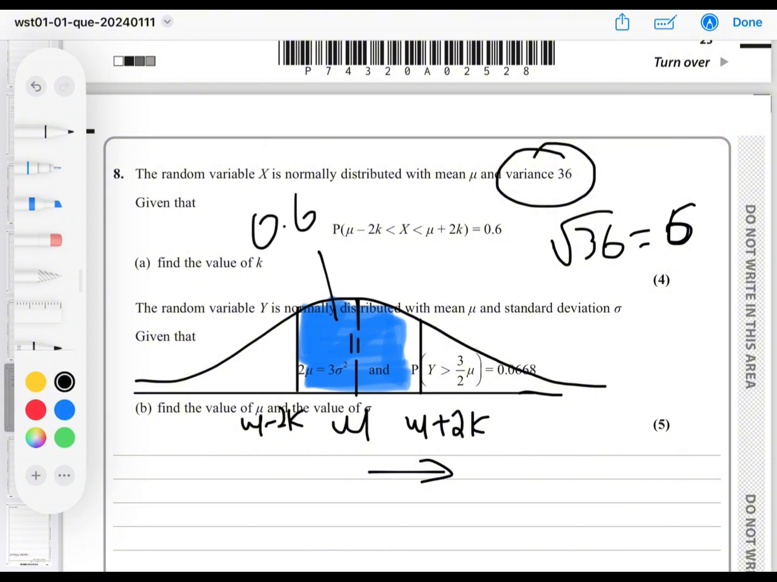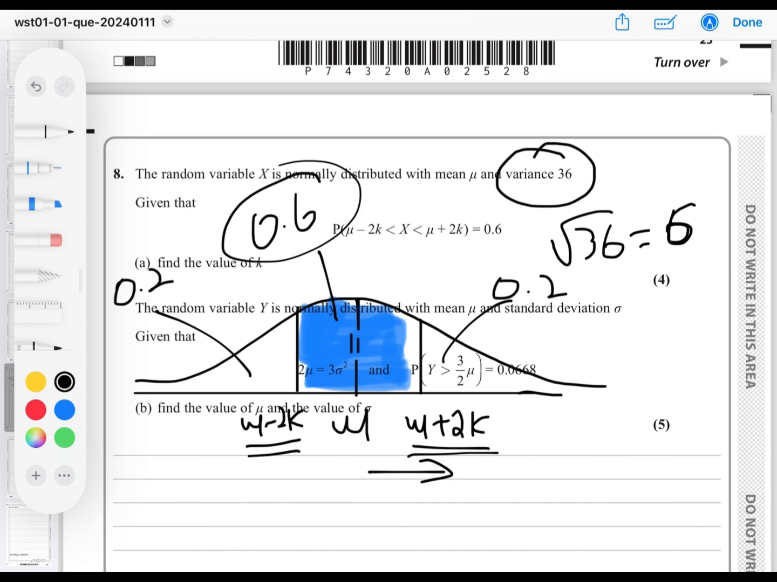So symmetrically, as this is a symmetrical shape, both the sides are the same. It means that this and this, both of them, the total probability is 1. So after subtracting 0.6 from 1, we get 0.4, which means that this portion will be 0.2 and this will also be 0.2. It's equally distributed.